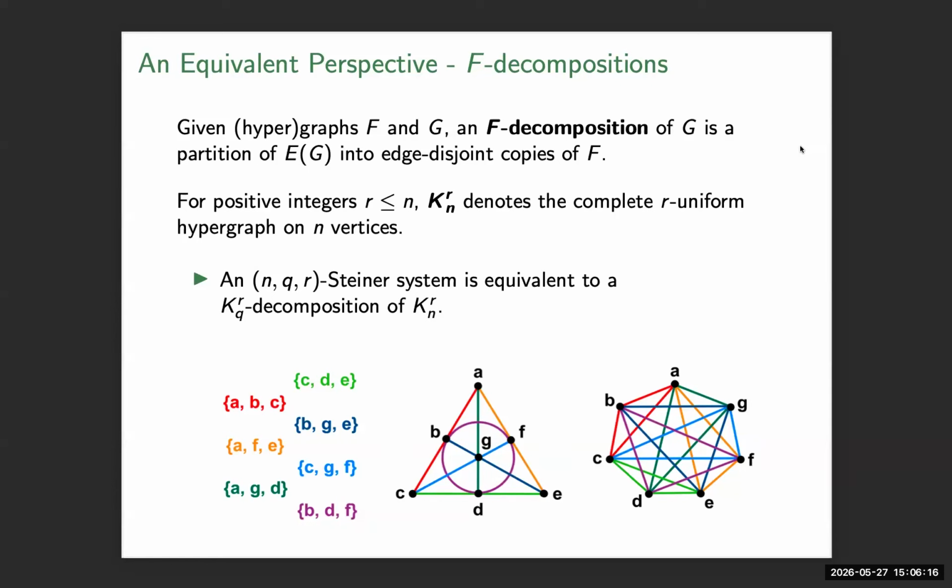Back to our Fano plane example, right? We have our sets, we have the classic triangle diagram, but another way to visualize this is as a K3 decomposition of K7. And from this diagram, you can tell that this is really, truly, genuinely a Steiner triple system, because every single edge of K7 is contained in exactly one colorful triangle.